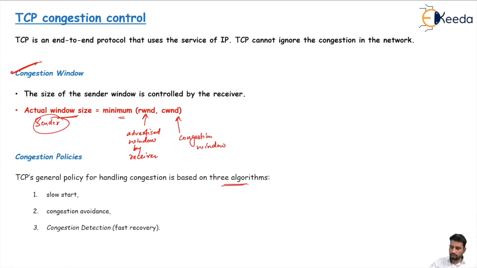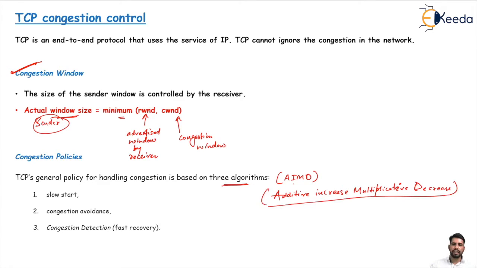Mainly three algorithms are given here. We give the name as the AIMD algorithm: additive increase, multiplicative decrease. This is the algorithm used for congestion control.